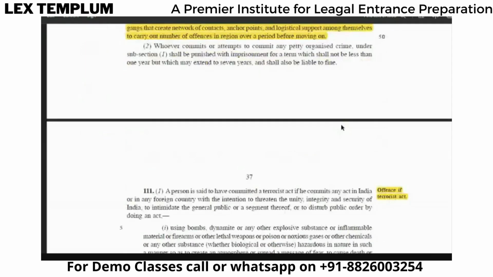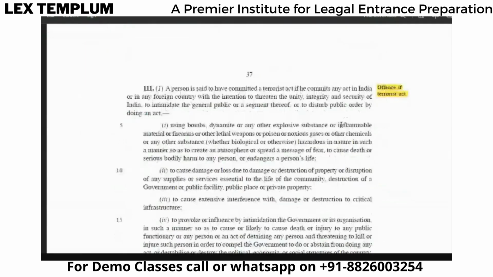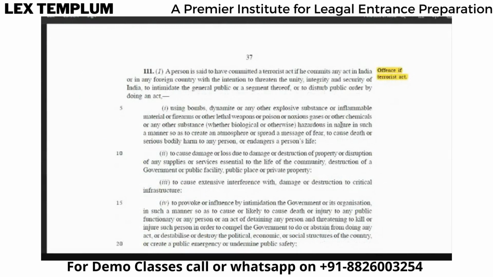Section 110. Next thing is that terrorist activities have been included. So all these are falling under which category? Offense against human body, remember. Okay. So an offense of terrorist act. Here a person is said to commit a terrorist act.